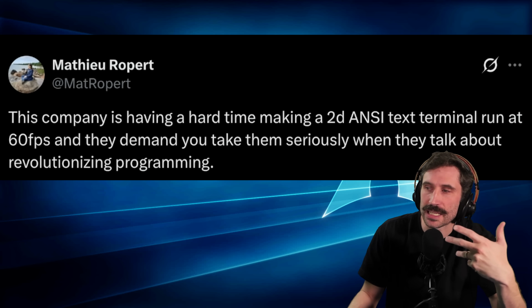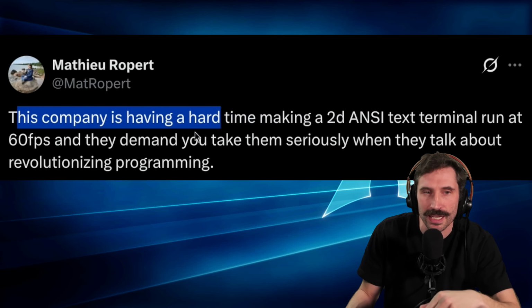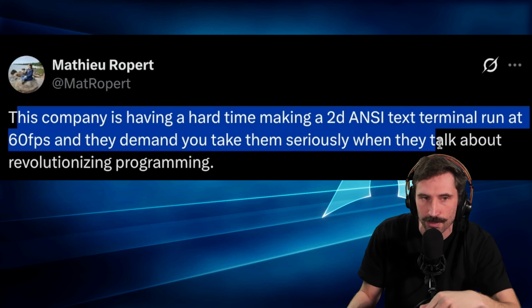I think this one really is just like, this encompasses how I feel. This company is having a hard time making a 2D ANSI terminal to run at 60 FPS, and they demand you to take them seriously when they talk about revolutionizing programming. I keep saying this, and I feel like this is just so important. Hard skills are still in demand. The LLMs aren't going to make the best decisions. They're going to make the decisions that you tell them to make crappily. It's not only up to you to make the decisions, it's up to you to double check that the decisions you made were even implemented properly and with care. So if you don't have that foundation, you just might find yourself in 60 frames per second React diffing hellscape TUI.